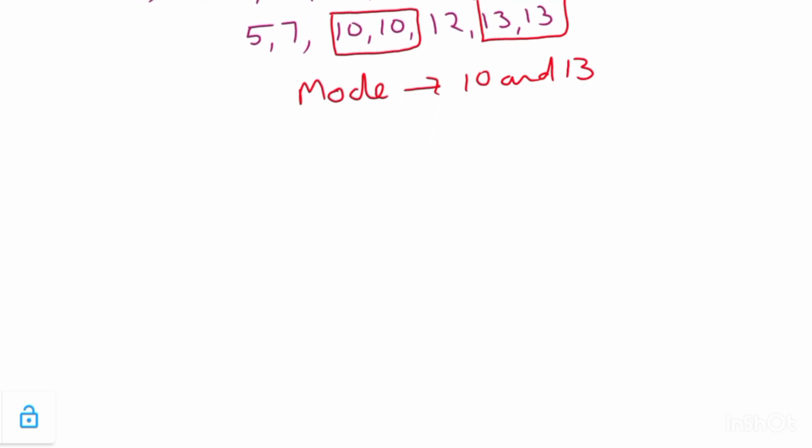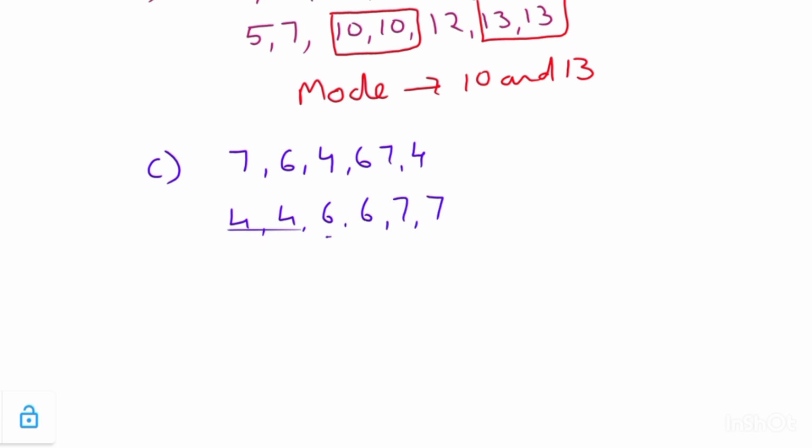Okay. Now let me take one more example. So if we have 7, 6, 4, 6, 7, 4. Now if we write it 4, 4, 6, 6, 7 and 7. Here we see that each number appears twice. So here there is no mode at all. Because there is no special number that is occurring more than any other number. Each and every number is occurring the same number of times. So there is no mode in this data.